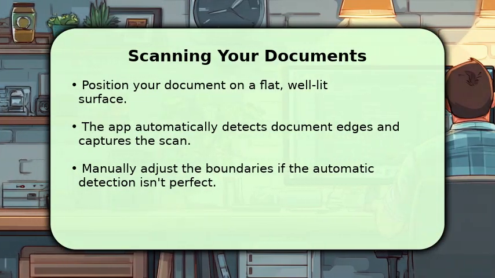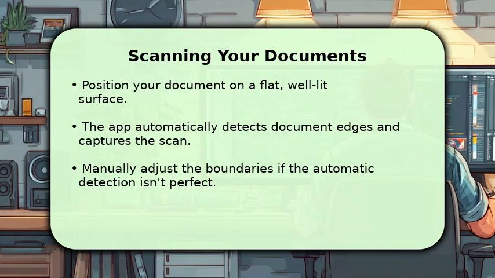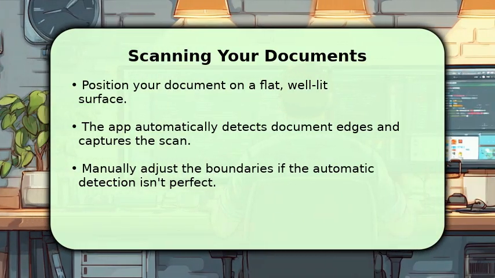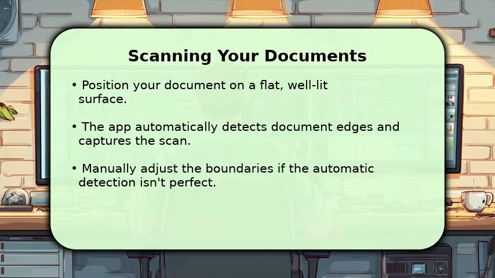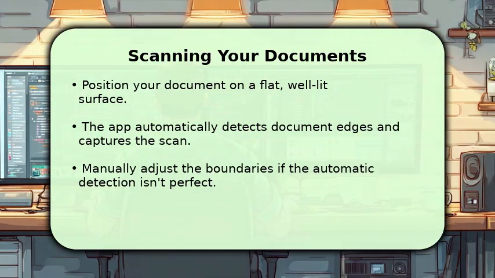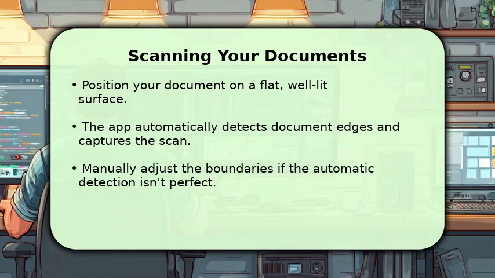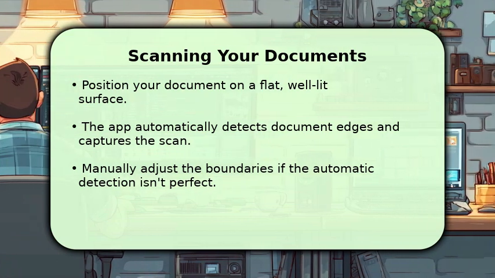Place your document on a flat, well-lit surface. The app uses smart technology to automatically detect the document's edges and capture a high-quality scan. If the automatic detection isn't perfect, don't worry, you can easily adjust the boundaries manually with your fingers. For multi-page documents, simply tap the Continue button after each capture to add more pages to your single PDF file.